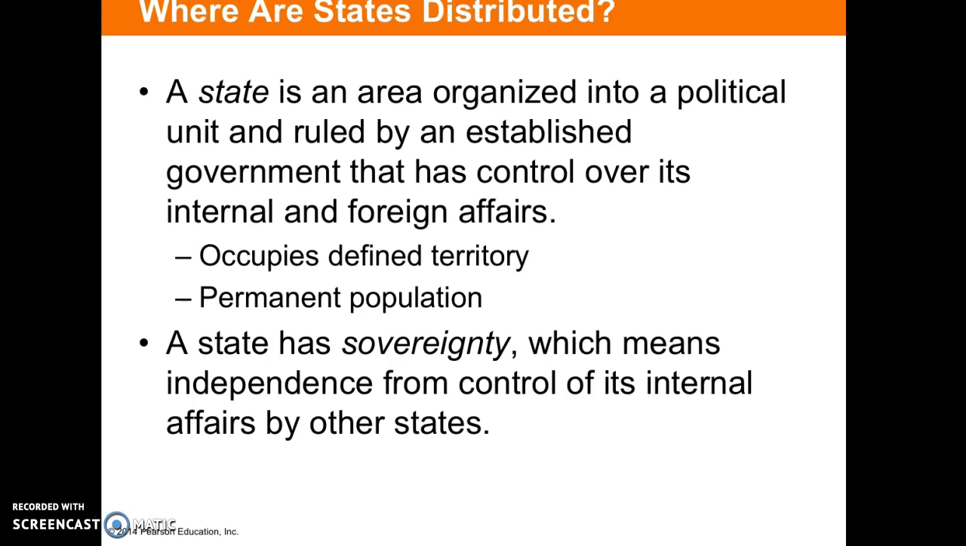So again, a state is an area that's organized into a political unit, and it's ruled by an established government that has control over its internal and foreign affairs. And so it occupies a defined territory and has a permanent population. Sovereignty means that it's independent of control from other states. And again, the United States is a federal system of government, so it's made up of many independent states within the larger context of it being a state recognized by the United Nations.